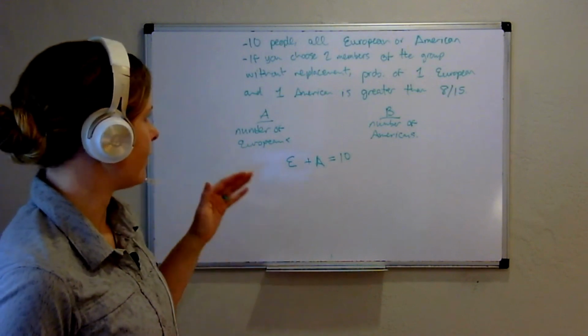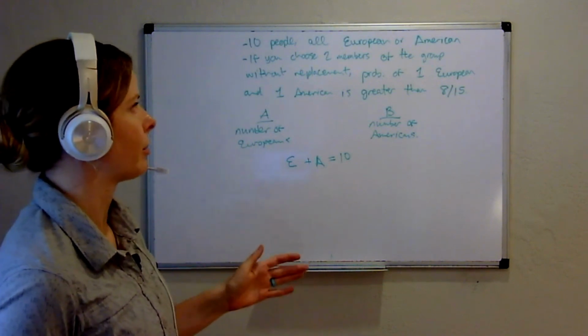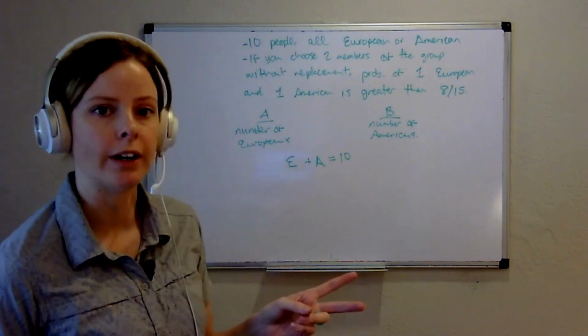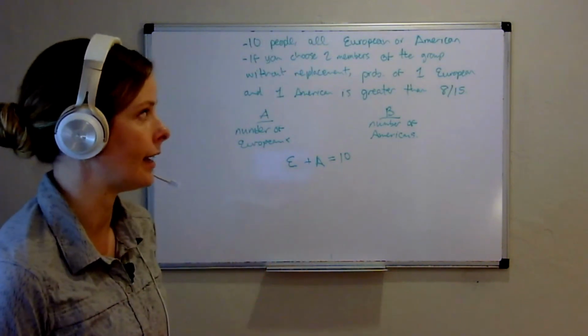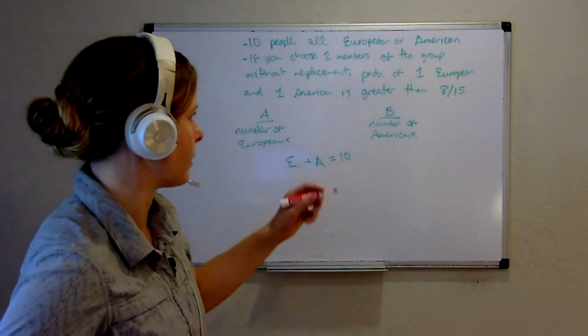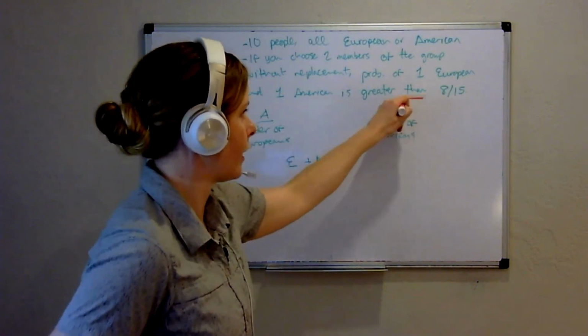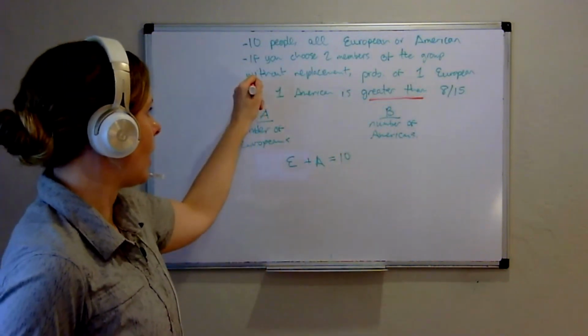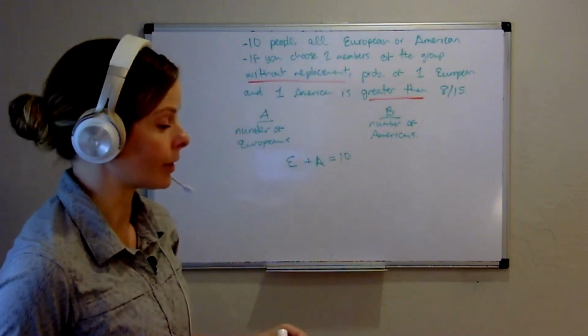Next, I'm told that if I choose 2 members of the group without replacement, the probability of ending up with 1 European and 1 American is greater than 8 out of 15. So a couple of things pop out to me here. When I'm looking at my algebraic translation, greater than tells me we're going to be working with an inequality here. And then the other thing I'm looking at is this without replacement.